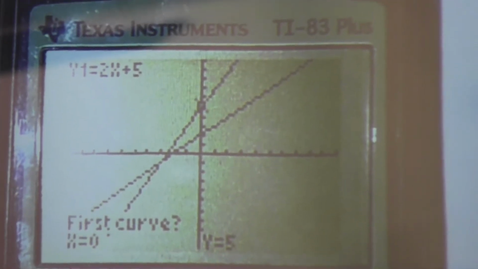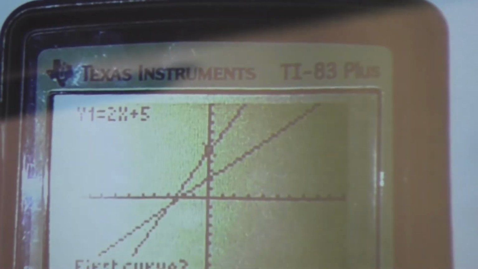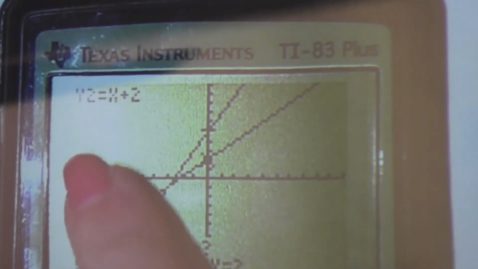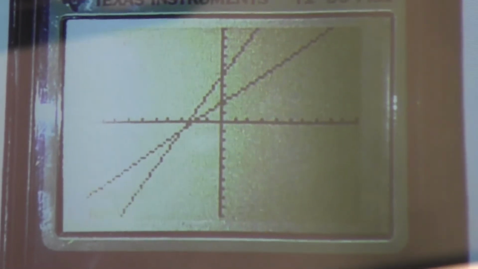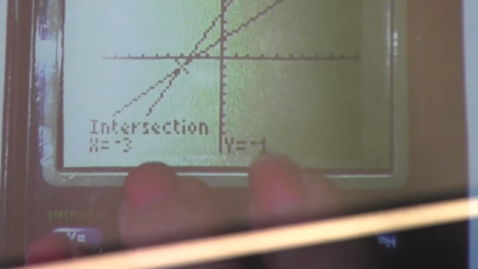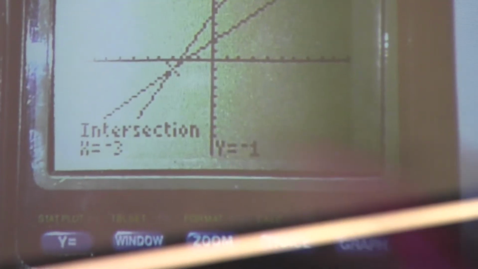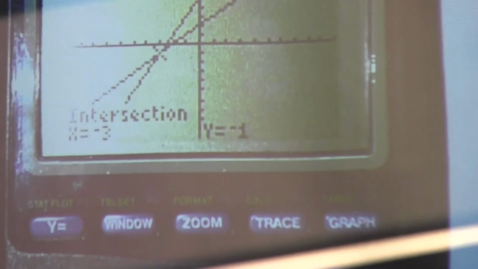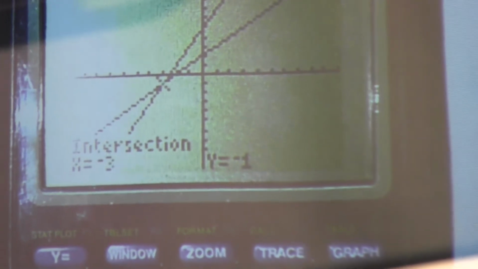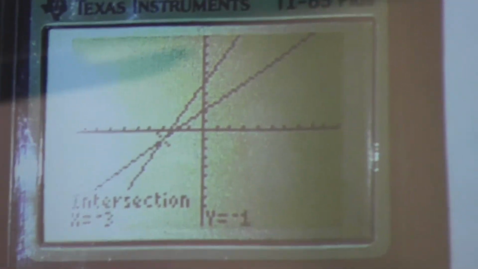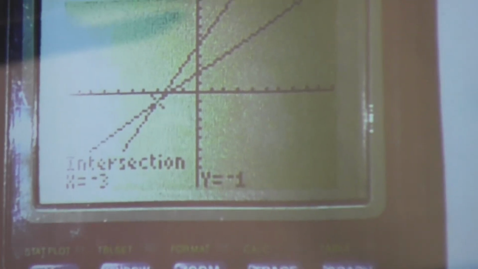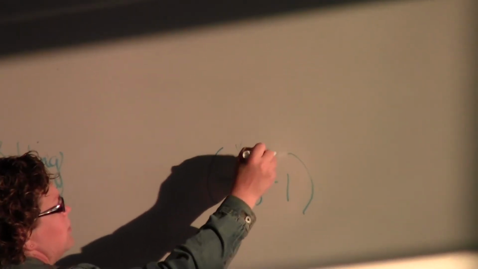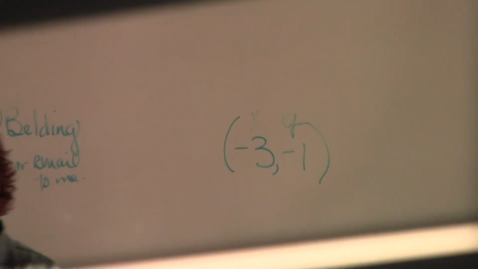So it tells you your first curve, and it gives you the line that you had in y1. And then it tells you the second curve, and it tells you what your equation was for y2. And then it gives you this guess thing, you can skip that. And then enter, and it tells you that those two graphs intersect at the point -3, -1. And it tells you in order, the x value, then the y value. So if we were solving that equation, and they said where do those graphs intersect, we would say they intersected at the point -3, -1. So remember, it tells you your x and y values, and it luckily puts it right in order.